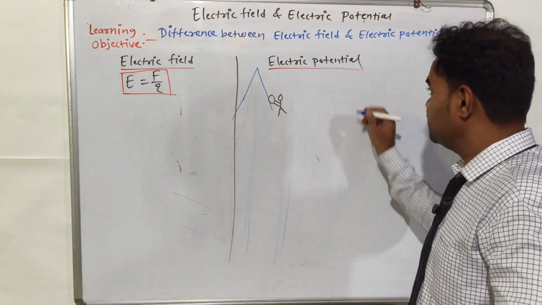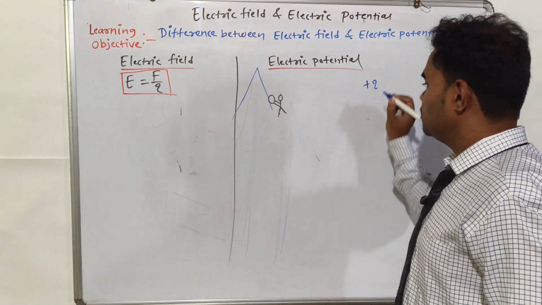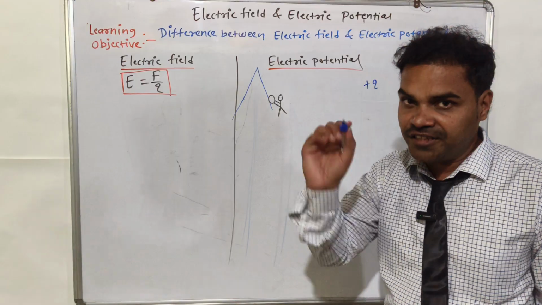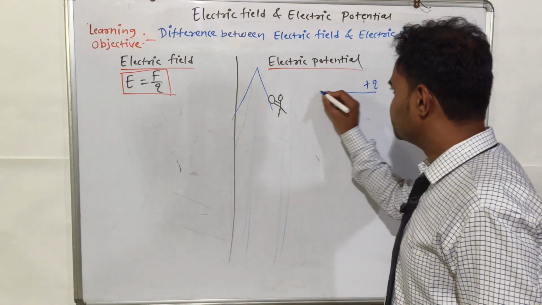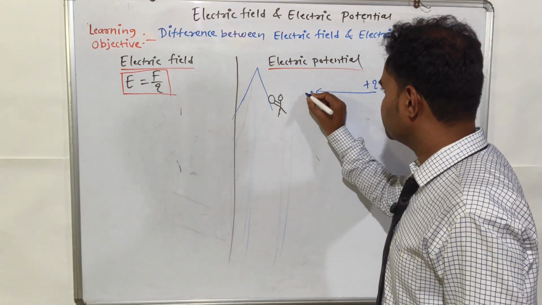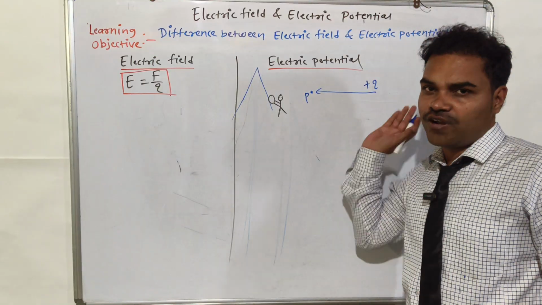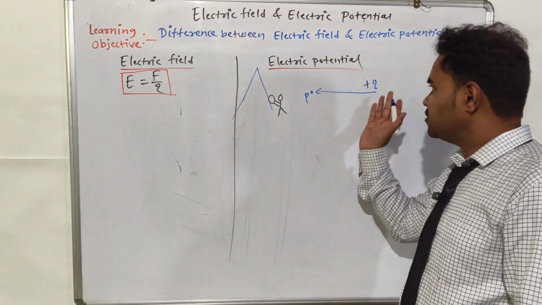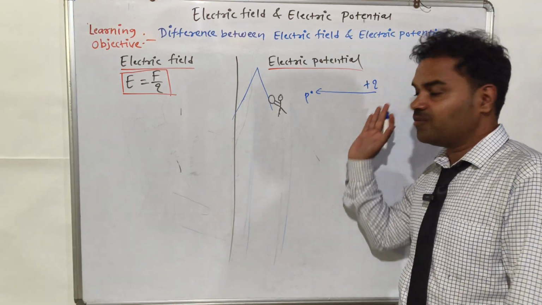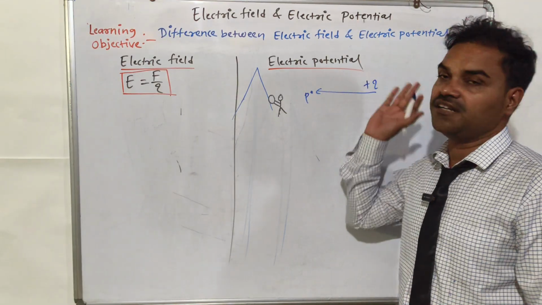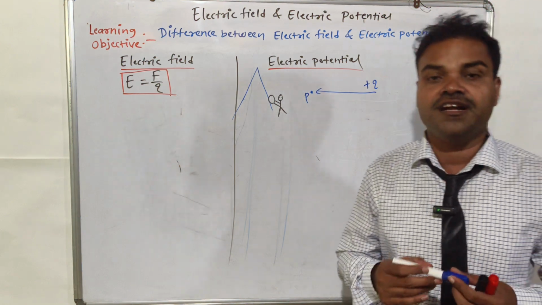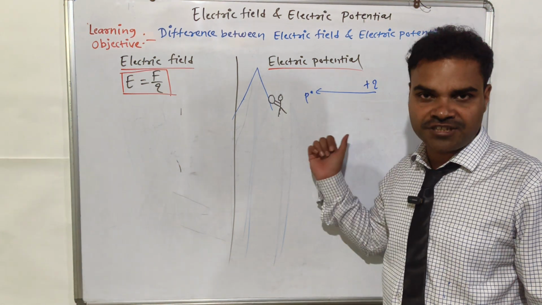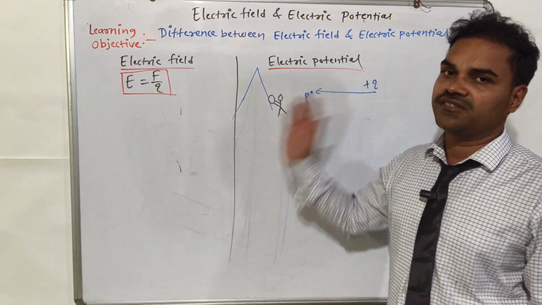In the same way here, a unit positive test charge moves from one place to a particular point. Here the particular point is P. When a unit positive test charge moves from one place to a particular point, it is called electric potential. In our book, it is given as the work done in bringing a unit positive test charge from infinity to that point.